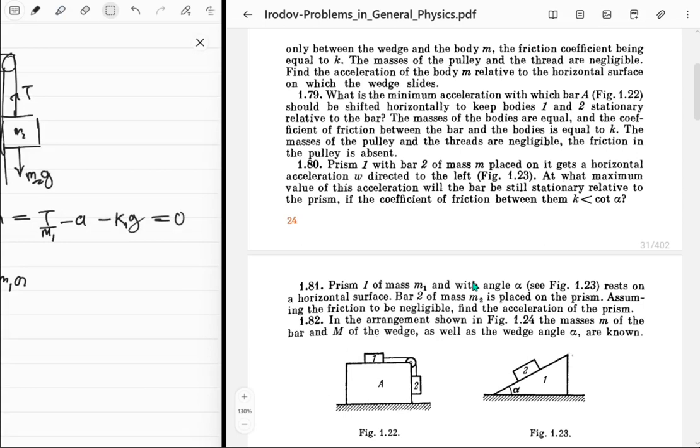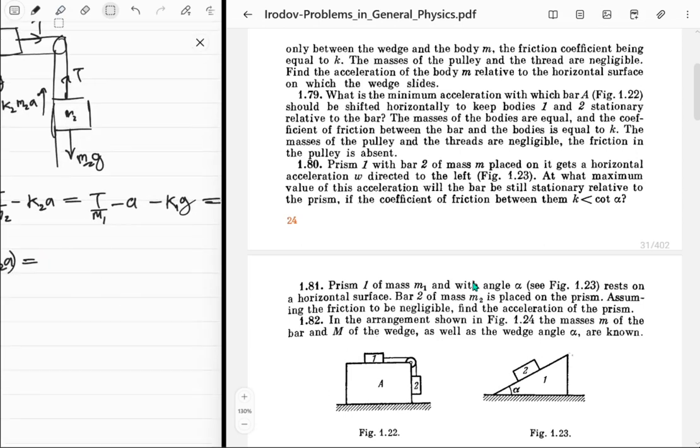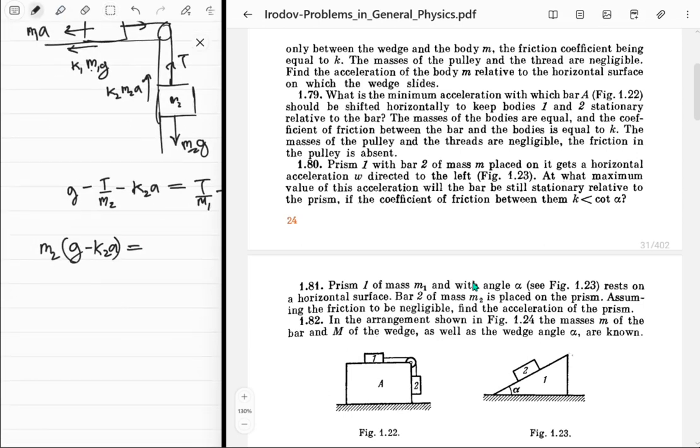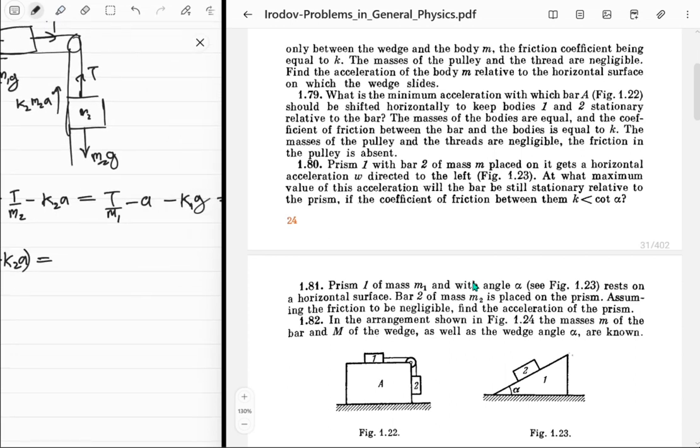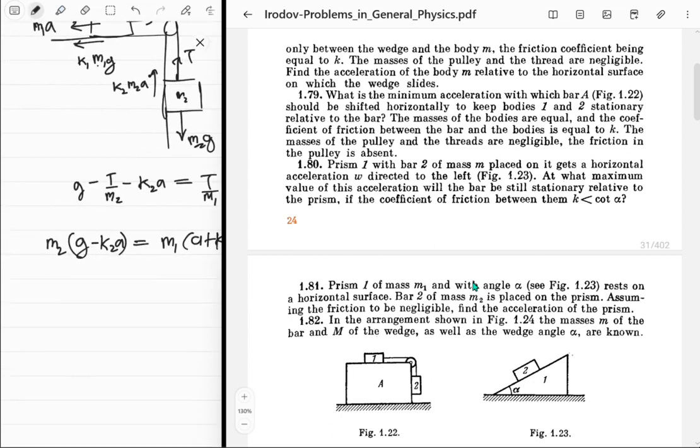So from here the tension will be m1 times all this mess, right? From here the tension was m2 times g minus k2a. Here it will be m1 times a plus k1g. Okay, yeah, now we can find what a critical is.